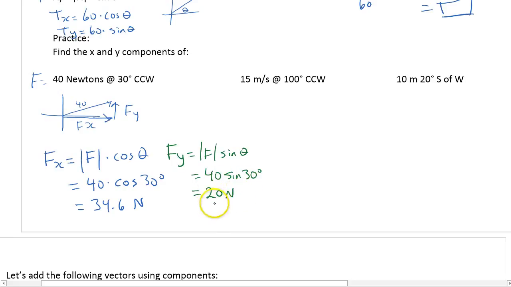So you could say, but Mr. Spicer, what about the direction? Well, positive 20 in the y direction, that's kind of got your direction. This y is already saying that that's in the y direction positive. This is in the x direction positive.